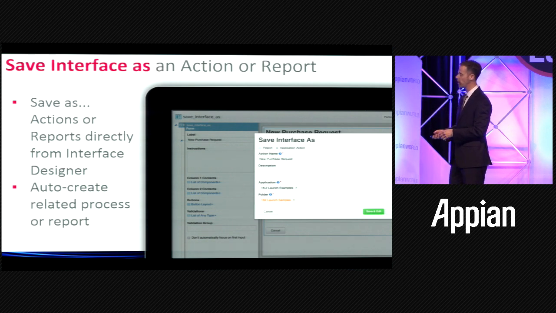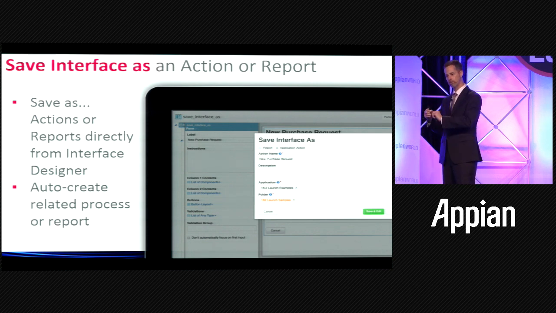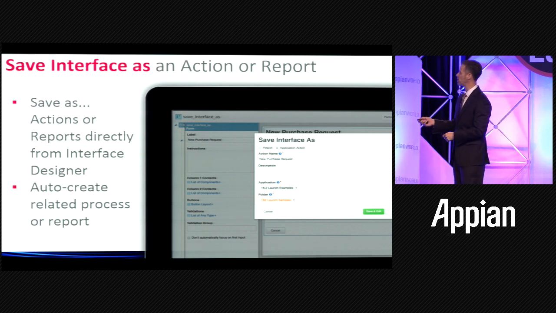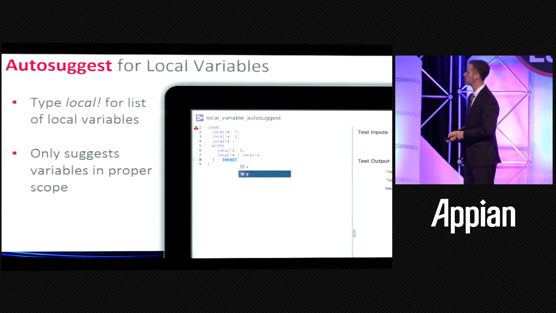Same thing with a report. If I'm creating an interface as a report, prior to Appian 16.2, I would define the report, then define the interface, then define a Tempo report, then map the Tempo report to the interface I just created. Now I simply save as report, done, it's published to the Tempo environment.